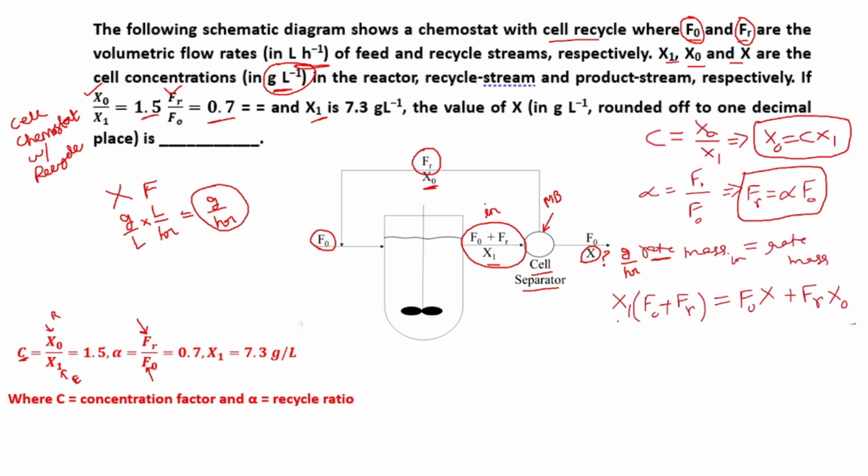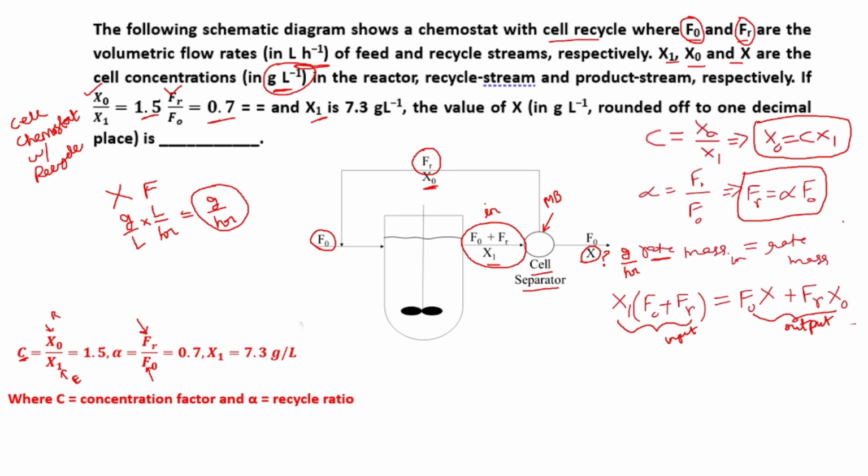So this is x1 into f naught plus fr. This is input. And f naught x and fr x naught, these two are output. We are multiplying each cell concentration with the corresponding flow rate because we are doing mass balance, so we want the unit to be in mass per unit time.